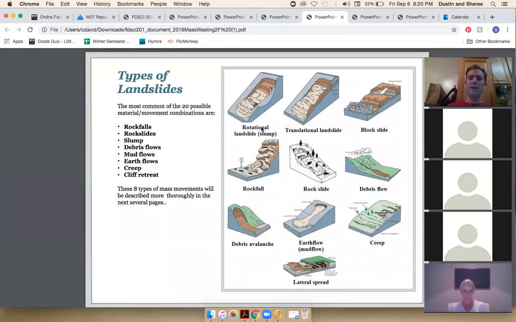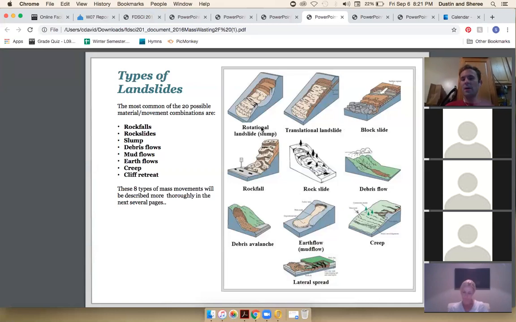This figure right here that shows the types of landslides is probably one of the single most important figures for landslides. This one's great because it shows you the different types of landslides and what they actually will look like. So you've got a rotational landslide or a slump. You heard me call it a slump on that one where we were looking at the clay layer, right?